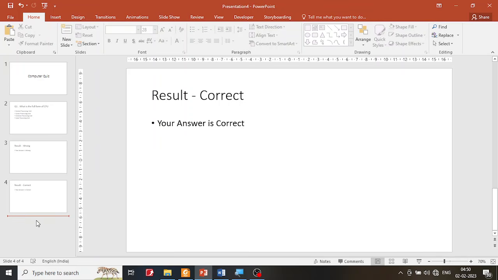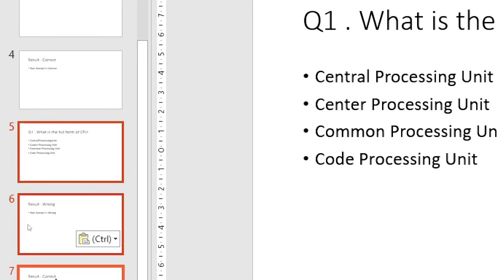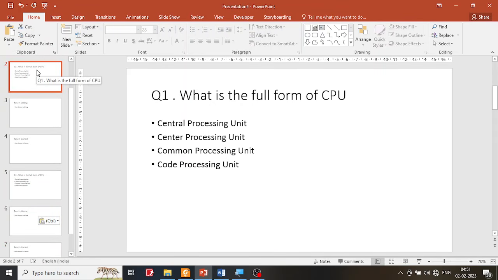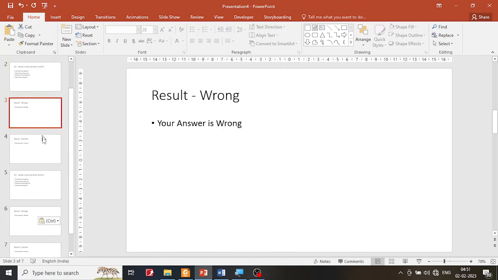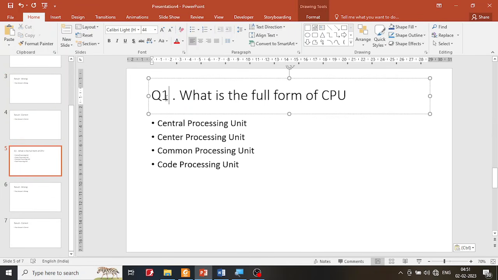You can notice when you click outside, it's going to come here. Control V to paste. You have all the 3 slides copied. The whole thing is copied. So this is your question number 1, wrong answer, right answer. Question number 2, let's start with that. I'm only selecting it and making it question number 2.